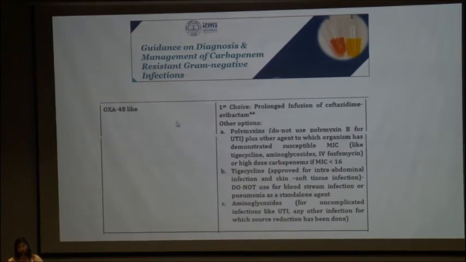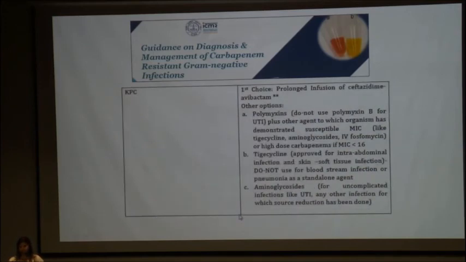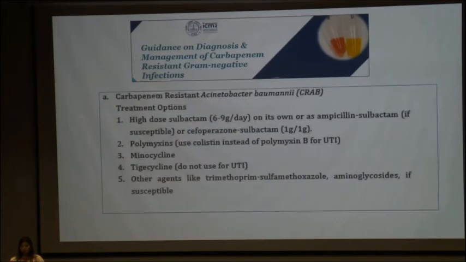OXA48, if the picture is like OXA48, we should use ceftazidime avibactam. Options are polymyxin, tigecycline and aminoglycosides again. KPC producers, again ceftazidime avibactam is recommended, and polymyxins, tigecycline, aminoglycosides depending upon the type of infection.